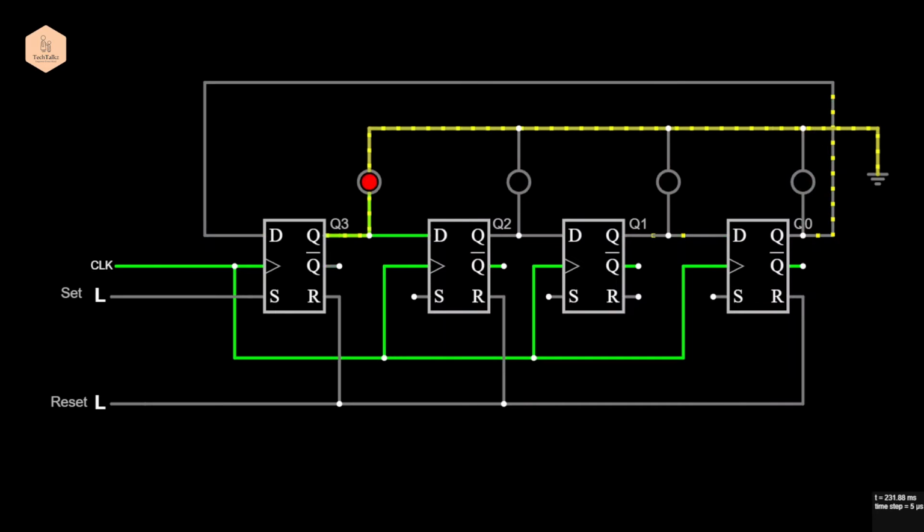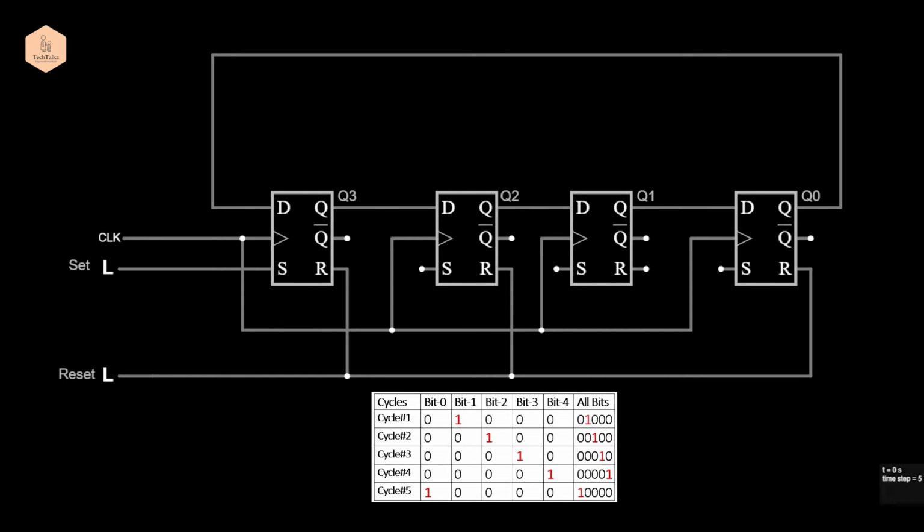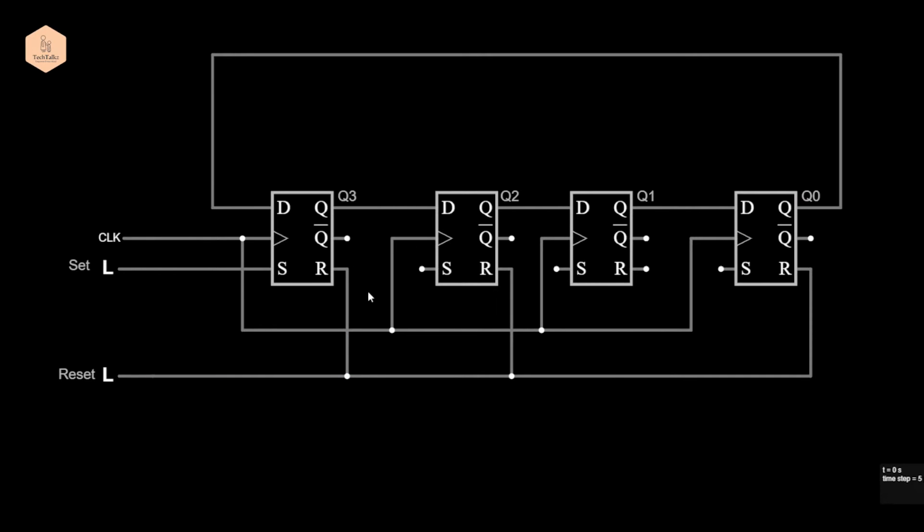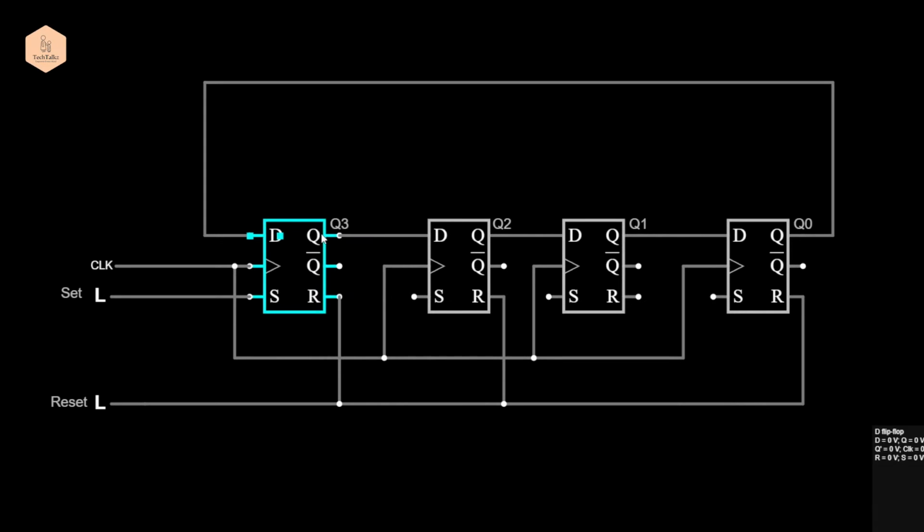Now, let's get started. A ring counter is a type of digital circuit that consists of a series of flip-flops connected in a ring configuration. In our case, we'll be looking at a 4-bit ring counter, which means it has 4 stages. Each stage represents 1 bit of the counter. The basic idea behind a ring counter is that the output of each flip-flop is connected to the input of the next flip-flop in the sequence. This creates a ring of connected flip-flops.